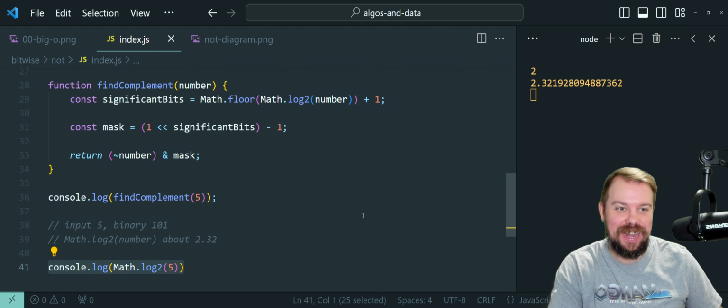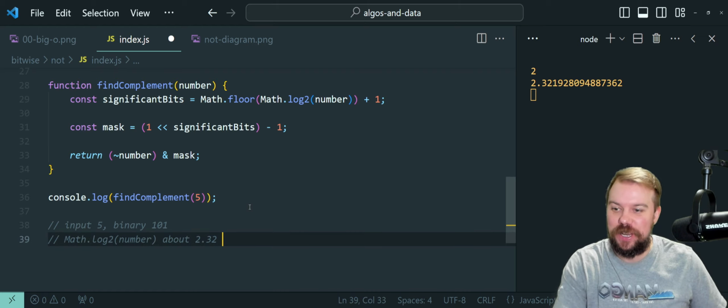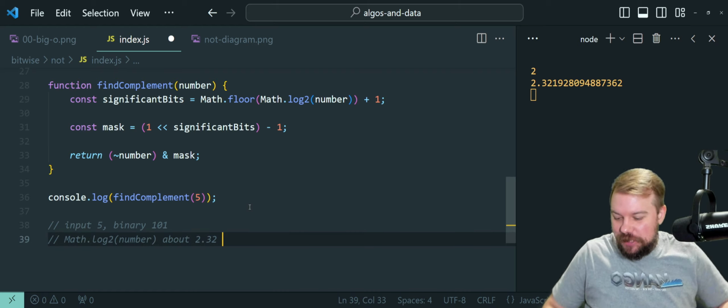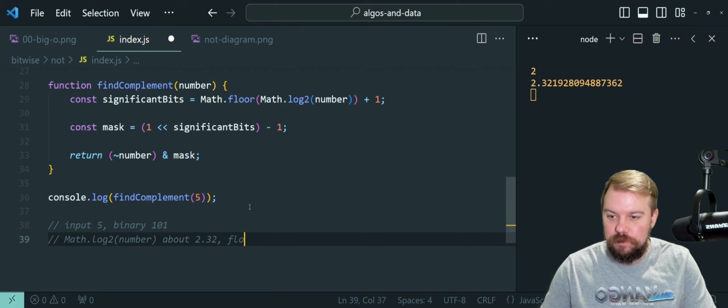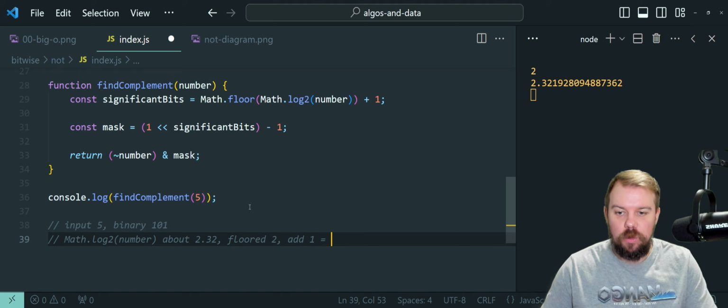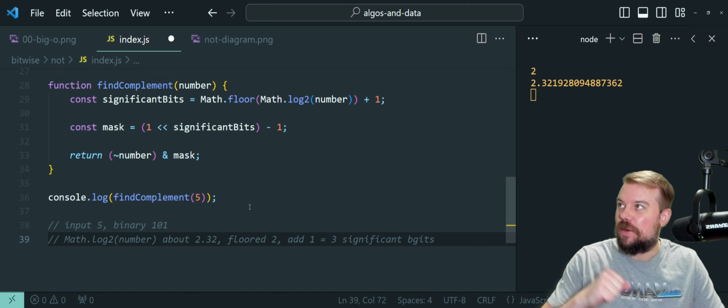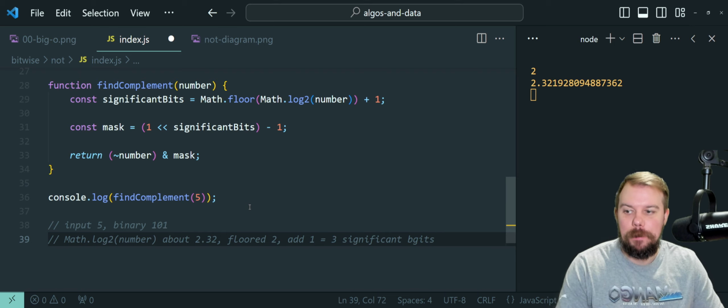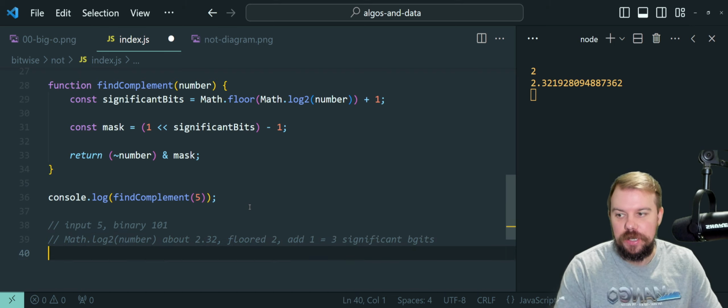I'm a genius, aka I did it like an hour ago before this video, and then I remembered it. Okay, so then floor down. It floors down to 2. Add 1, and we get 3 significant bits. So that's how we calculate 3 significant bits for our input number.